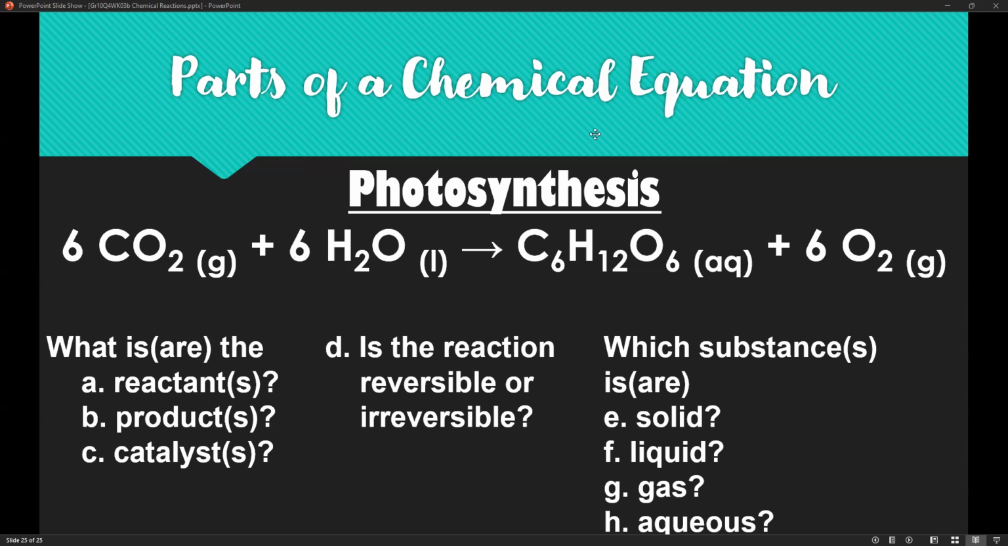So, first question, what are our reactants? We have 2 reactants. We have 6 moles of gaseous CO2 and 6 moles of liquid H2O. For the products, these are reagents found on the right side of the equation. We have 2. We have 1 mole of aqueous glucose, C6H12O6, and 6 moles of gaseous O2. For the catalyst, we don't see any reagents at the top or at the bottom of the arrow, so there are no catalysts in photosynthesis.